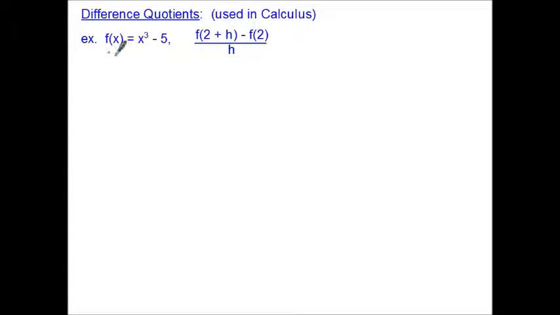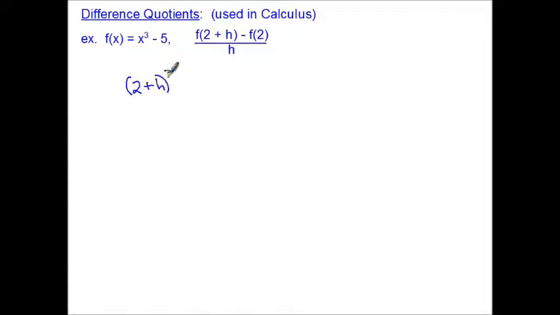Alright, so anyway, I've got my function right here, and I want to work out this. Again, it's called a difference quotient. And so again, it's really just some function notation. You're just doing a substitution and simplifying the mess that comes out of it. Alright, so I want f of 2 plus h, so again I'm plugging into my original function. Everywhere I see an x, I'll put in a 2 plus h.